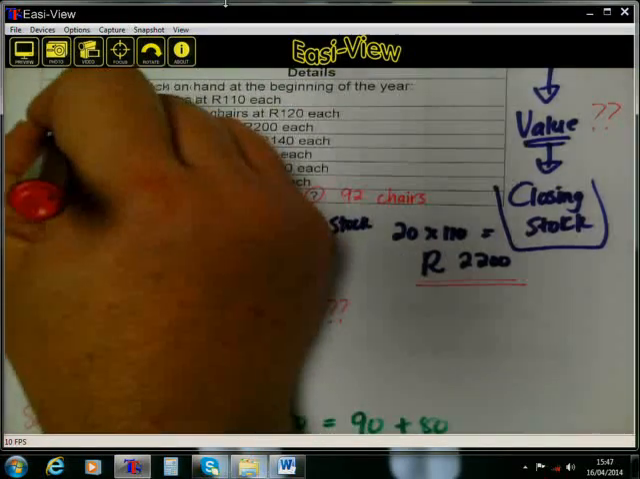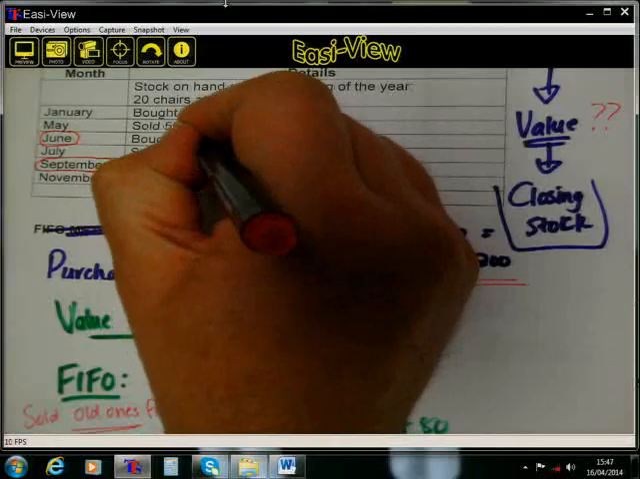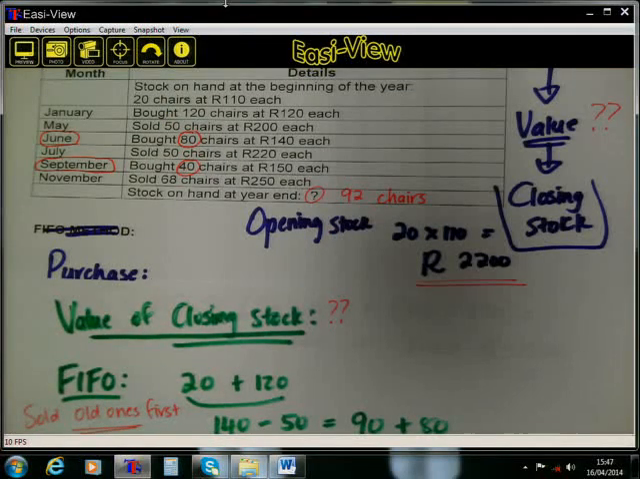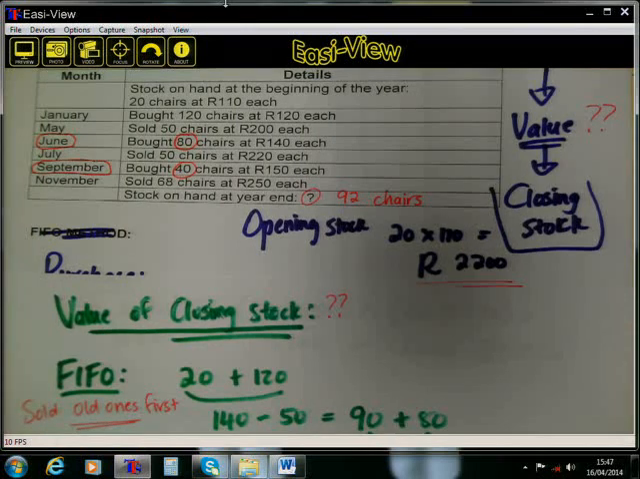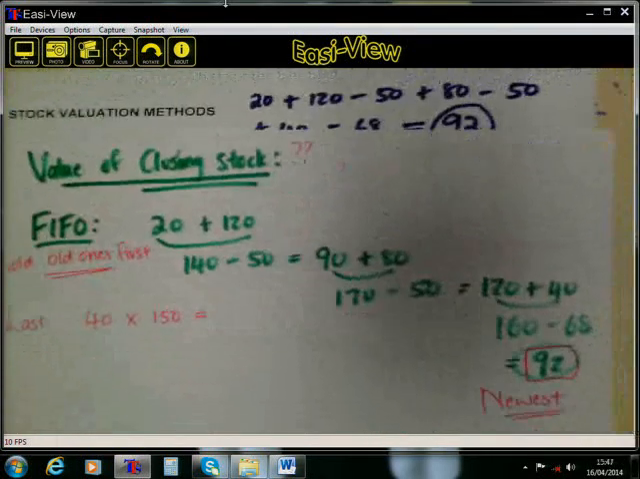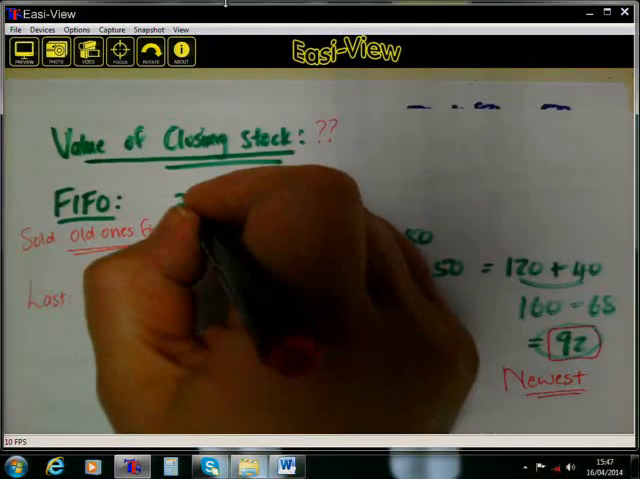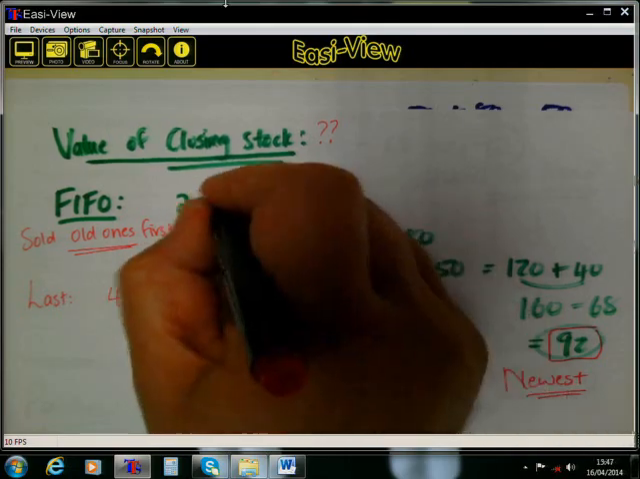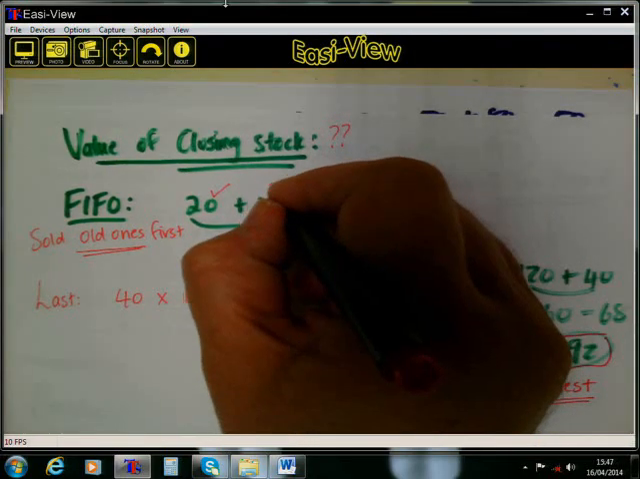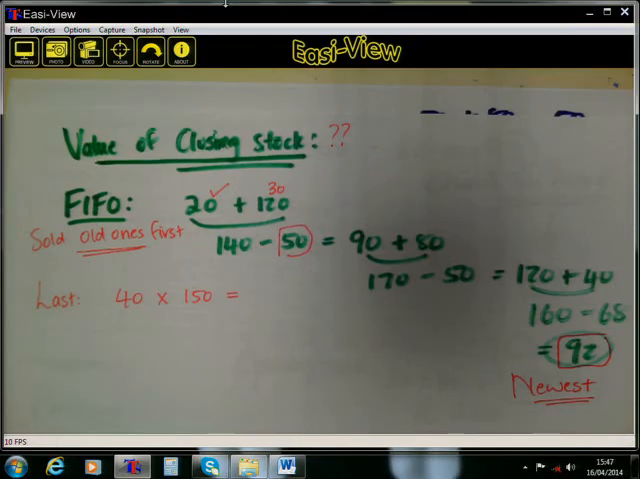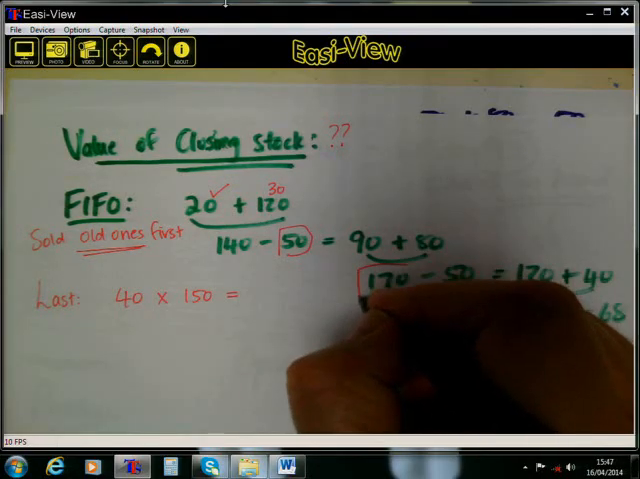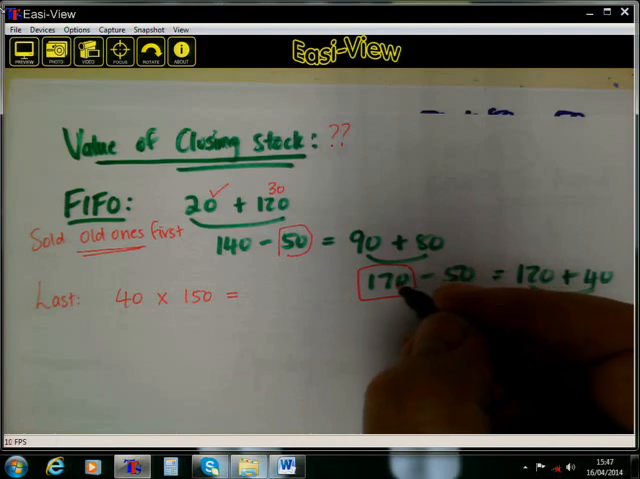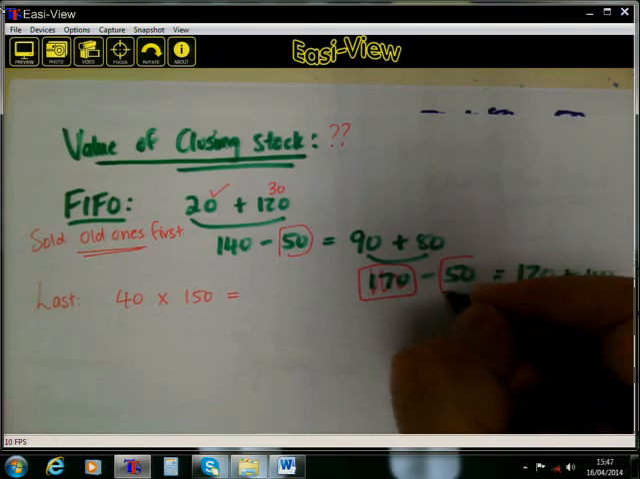In June, we bought 80. Have we got all that 80 chairs? No, we don't have it. Okay, let me show you from the beginning. Did we sell that 20 chairs? Yes. The moment that we sold this 50, we sold that 20 and 30 of those.